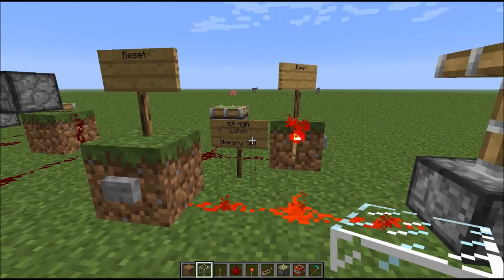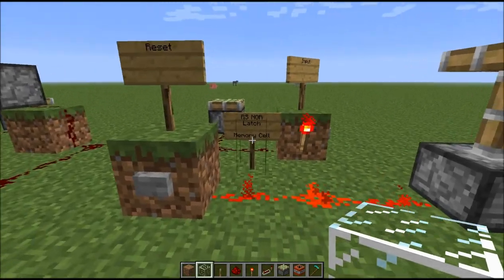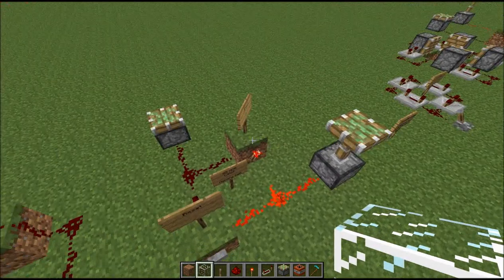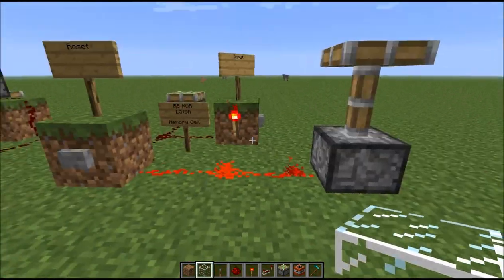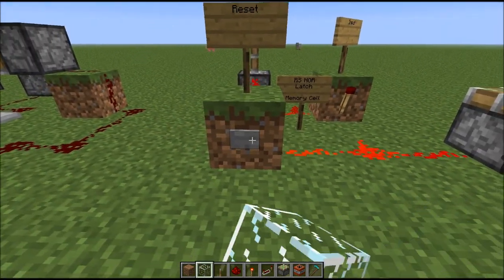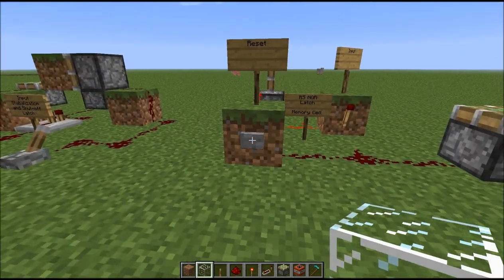The next is an RS-NOR latch, or a memory cell, that has an input and a reset. You don't usually have something on both sides, but I just did this for clarity. Basically what happens is when you push the reset, this piston goes down and that piston goes up at the same time. And you push the reset and it goes back to the way it was originally.